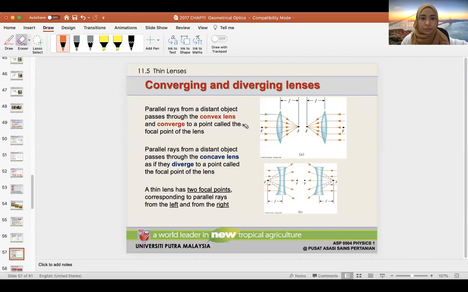Parallel rays, because light can travel through a lens, your focal point depends on where your incident light is. But in general, they have a focal point on both sides. Why? Incident light can come from the right, incident light can also come from the left. So it depends on where your incident light is to determine which one is your front, which one is your back, which one is your real, and which one is your virtual.